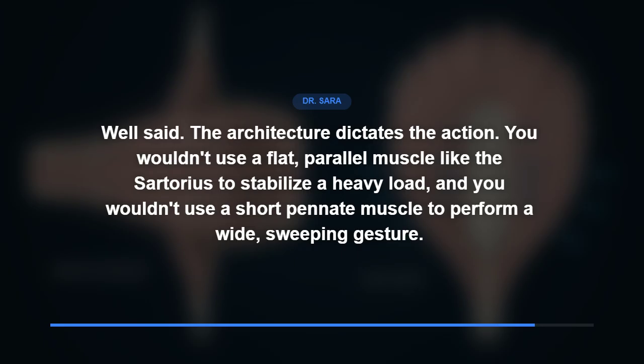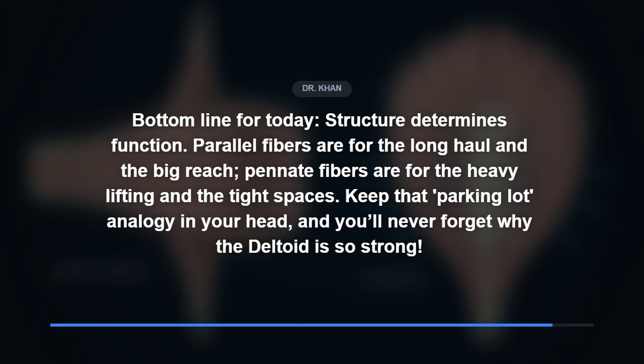Well said. The architecture dictates the action. You wouldn't use a flat parallel muscle like the sartorius to stabilize a heavy load, and you wouldn't use a short pennate muscle to perform a wide sweeping gesture. Bottom line for today, structure determines function.